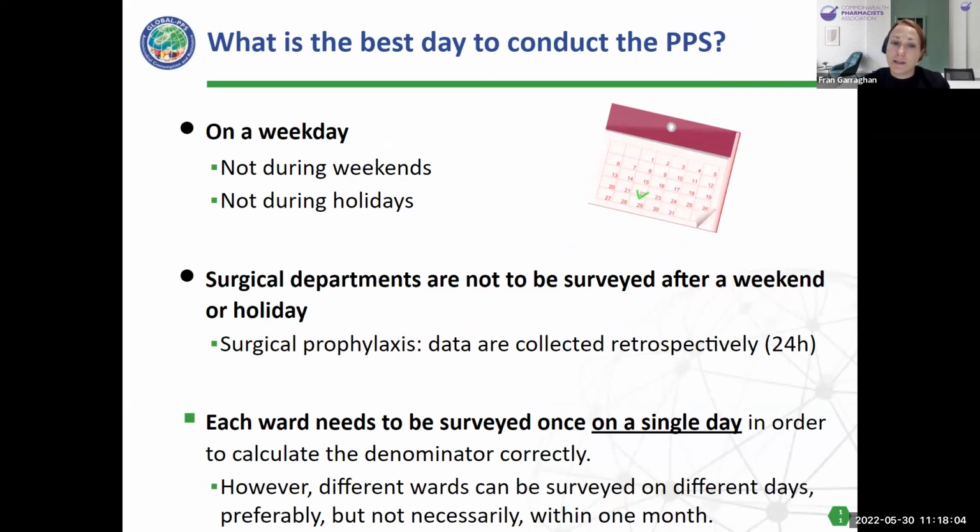Surgical prophylaxis data should be collected retrospectively. Each ward needs to be surveyed once on a single day in order to calculate the denominator correctly. But different wards can be surveyed on different days, preferably, but not necessarily, within 1 month.